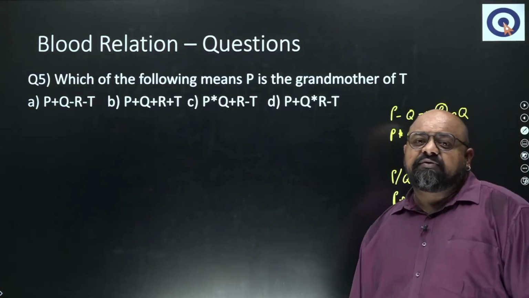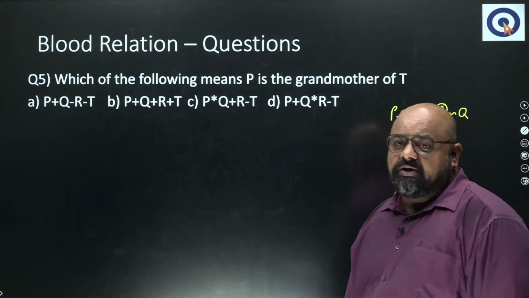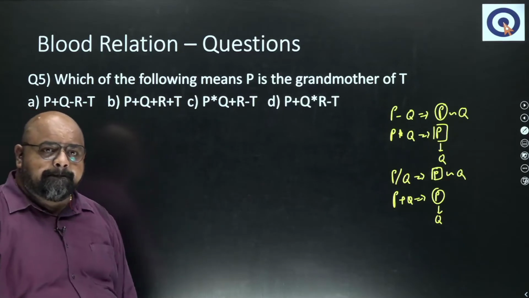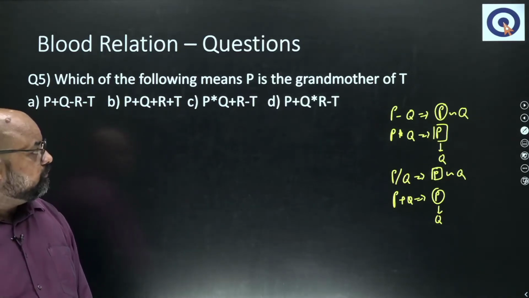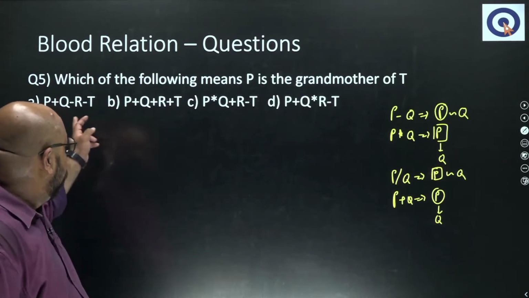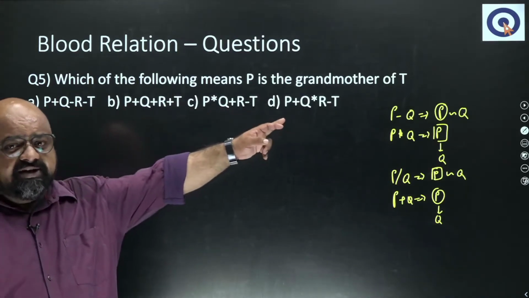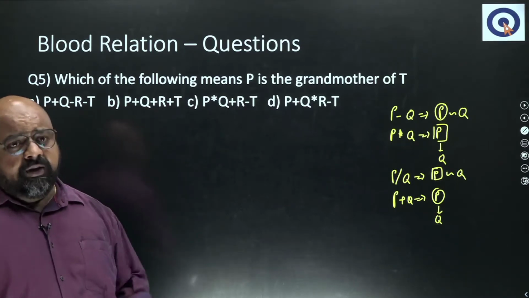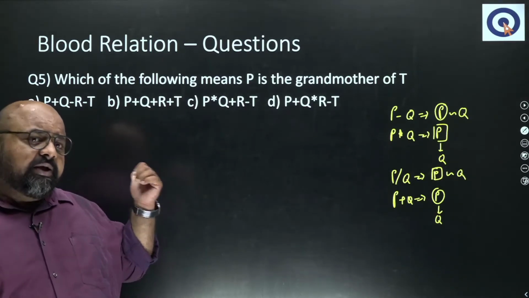The first is, which of the following means P is the grandmother of T? So what I can always do is start from the options and draw family trees for all of them and see which one satisfies. But I think it takes a lot of time. Instead, I'll try to eliminate options.